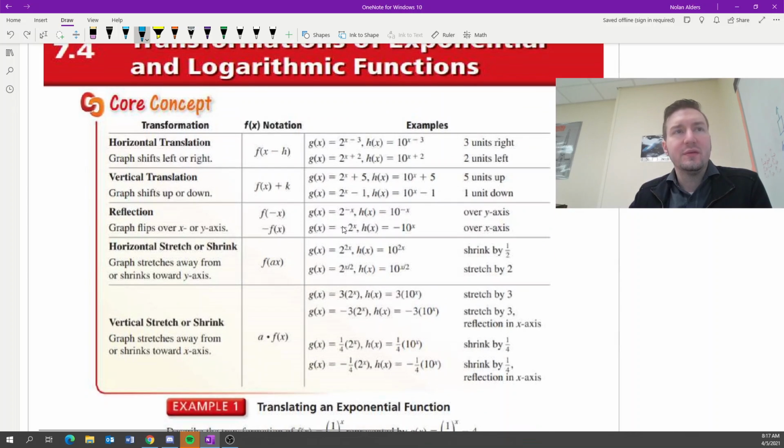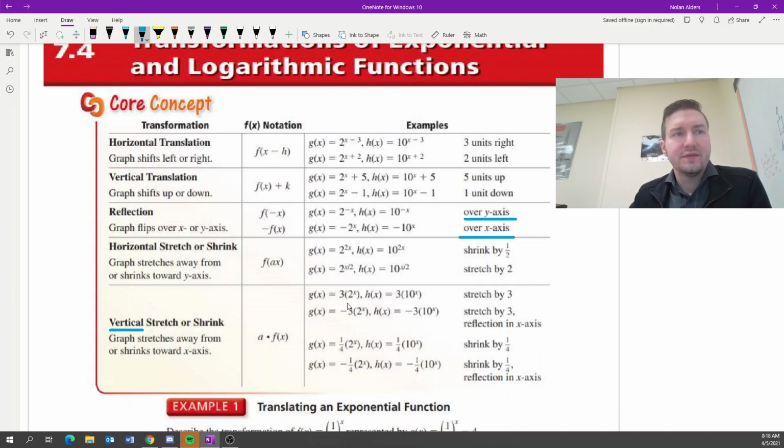All right, reflections. Remember there's two types of reflections. When the negative sign is out front of the whole function, we say that it's reflected over the x-axis. And then if it's directly in front of the x, if the negative sign is just applied to the x itself, then we say it's reflected over the y-axis. We're going to skip horizontal stretches and shrinks. So when we talk about stretches and shrinks for this video, we're just talking about vertical stretches and shrinks.